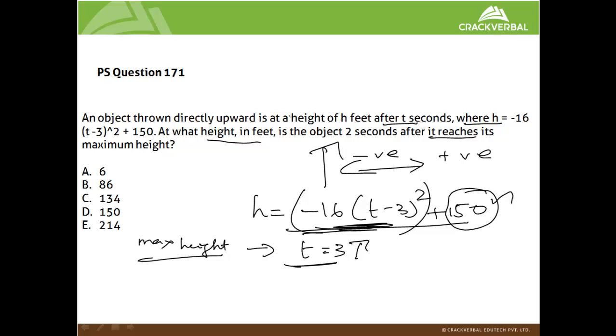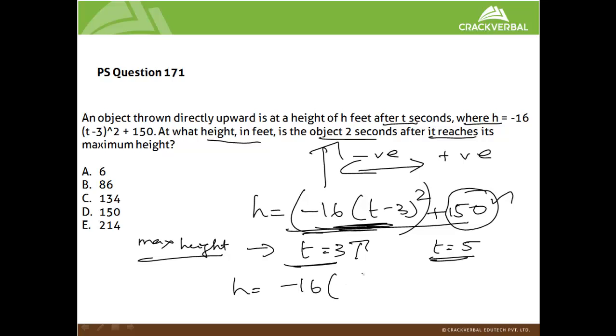But the question says at what height in feet is the object 2 seconds after it reaches its maximum height. 2 seconds after means it has to be t is equal to 5. So substitute t is equal to 5 here and arrive at an answer. That's all. It's a simple function question. So let's quickly complete that.